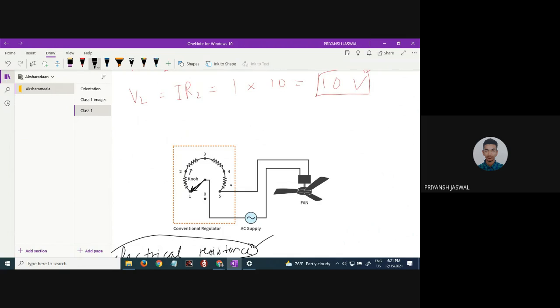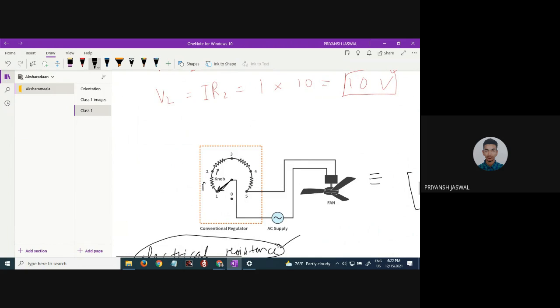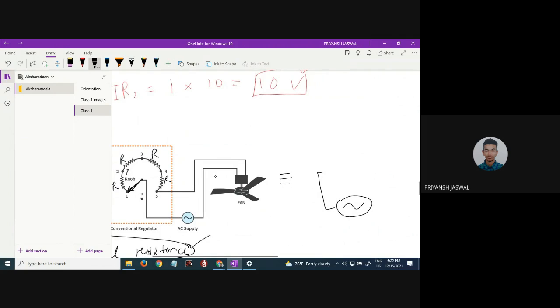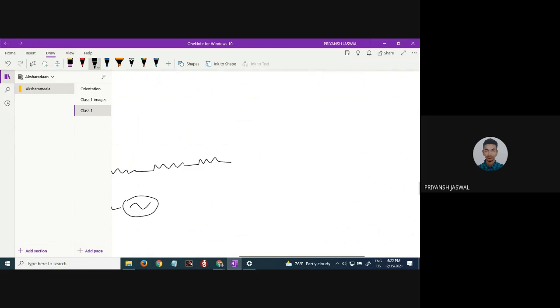Now in this circuit we have the AC power supply, then there are these resistances connected. Let's say all these resistances are equal. So when the knob is at 1, all the 4 resistances are inside the circuit. Okay. So now say like this, and here is our fan.